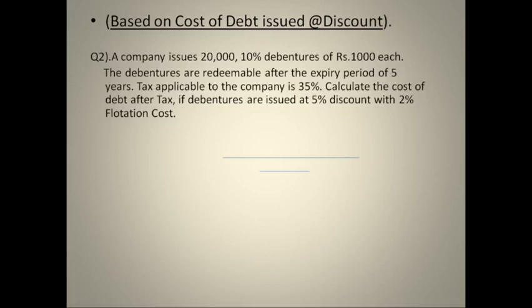Move ahead to the next part of the question, which says that the tax rate applicable to the company is 35%, and they have asked us to calculate the cost of debenture after tax if the debentures are issued. Look at the word that I am stressing right now. The debentures are issued at 5% discount rate with 2% flotation cost. So in this last part of the question, we have to deal with the net proceeds of a debenture.